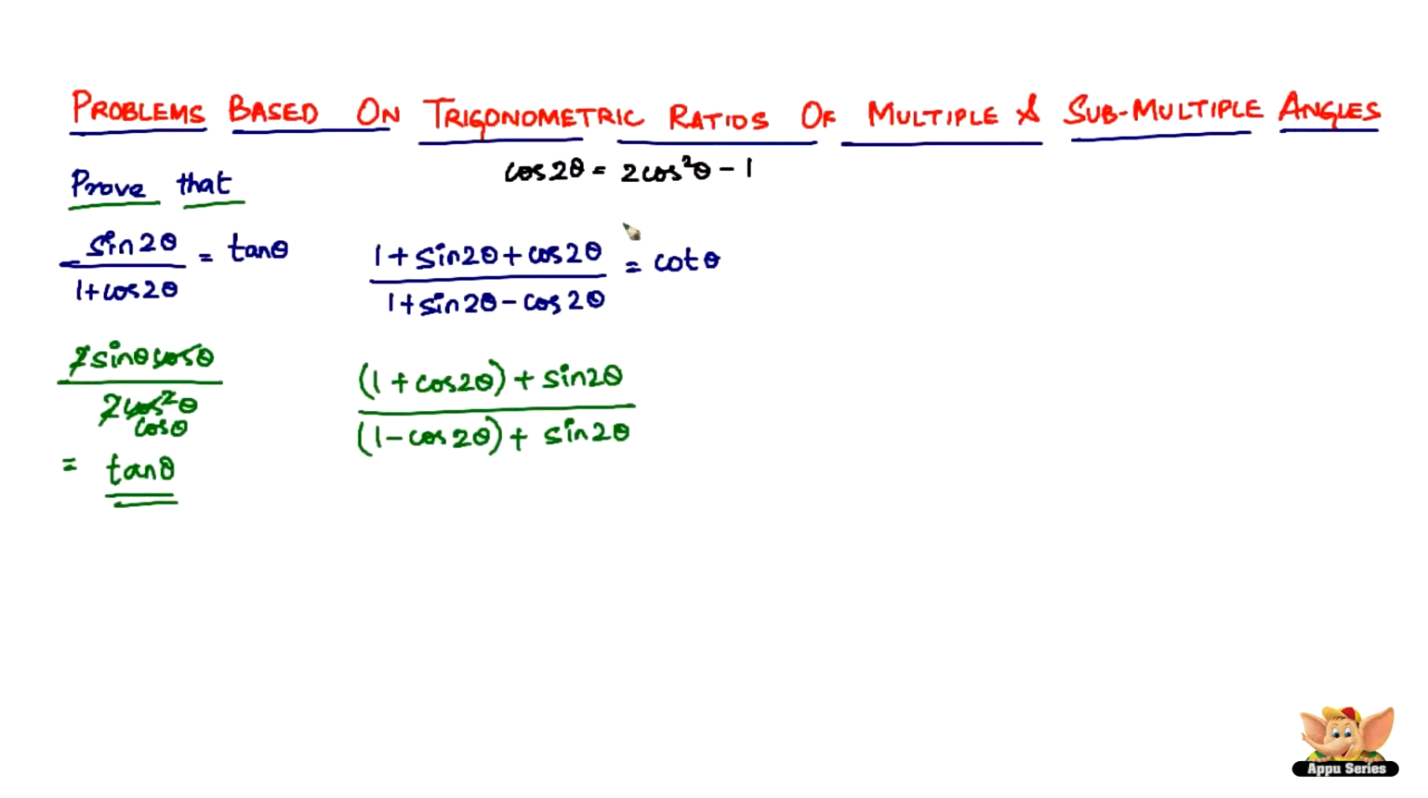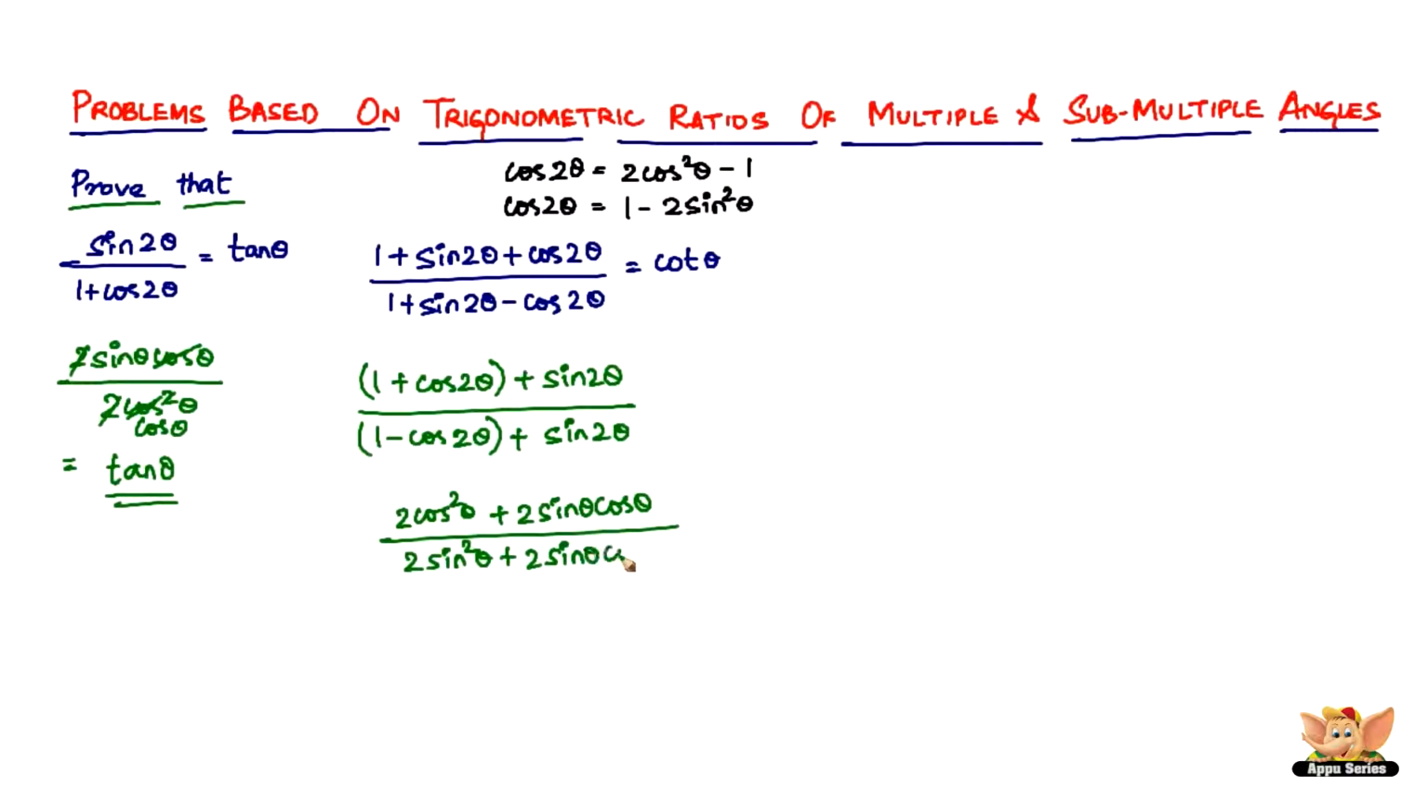1 plus cos 2θ, as you can see from here, is going to be 2 cos² θ, plus sin 2θ is 2 sin θ cos θ. And 1 minus cos 2θ is nothing but, here is the other formula, cos 2θ equal to 1 minus 2 sin² θ. So just rearrange this, get cos 2θ to the right hand side, it becomes 1 minus cos 2θ. This comes to the left hand side, becomes 2 sin² θ. So 1 minus cos 2θ is 2 sin² θ. And again, we've got sin 2θ, so it's going to be 2 sin θ cos θ.